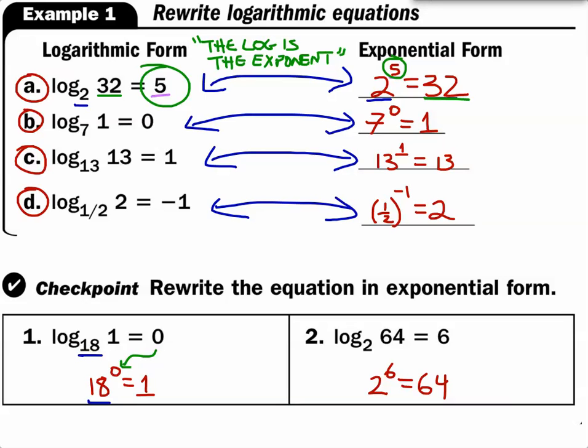Okay, so it's 2 to the 6th equals 64. And again, the base, the little subscript in the log equation, is the base in the exponential equation. And then the numbers kind of flip-flop sides otherwise.